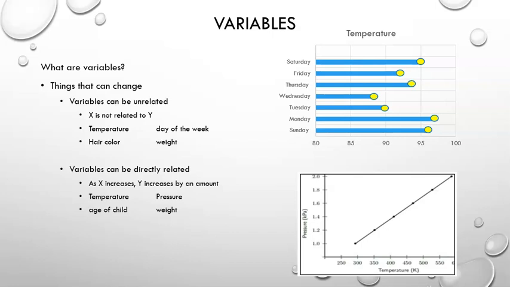But variables can also be directly related to one another. In the example where X increases, Y increases by a similar amount, such as if the temperature goes up, the pressure goes up. Okay, that's a direct linear relationship. The age of a child is directly related to the weight of a child. Obviously, a child who's 1 year old is going to be smaller than a child who's 10 years old, for the most part.